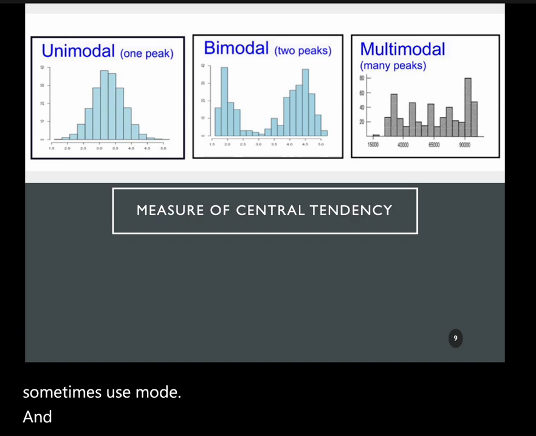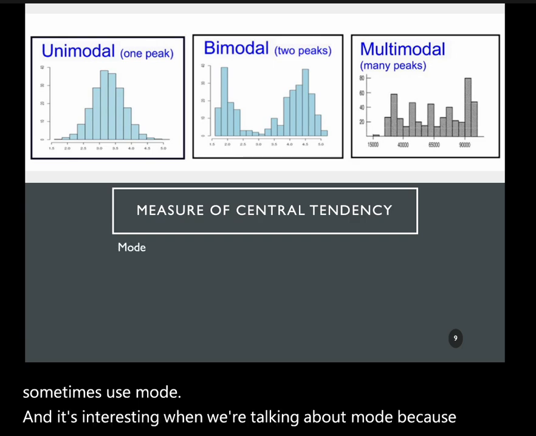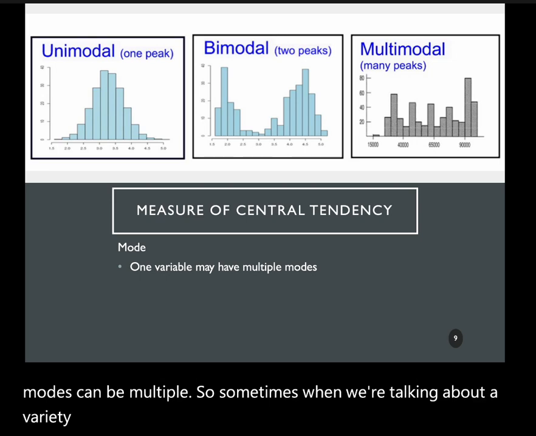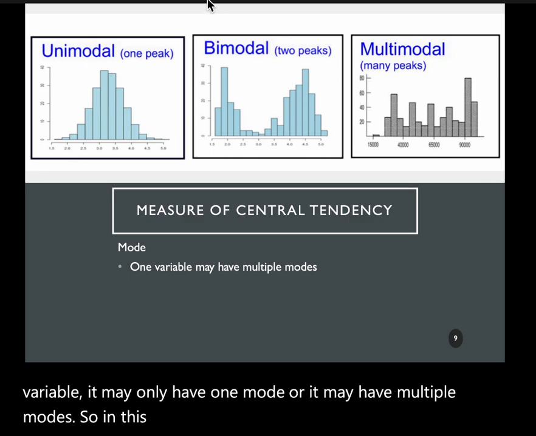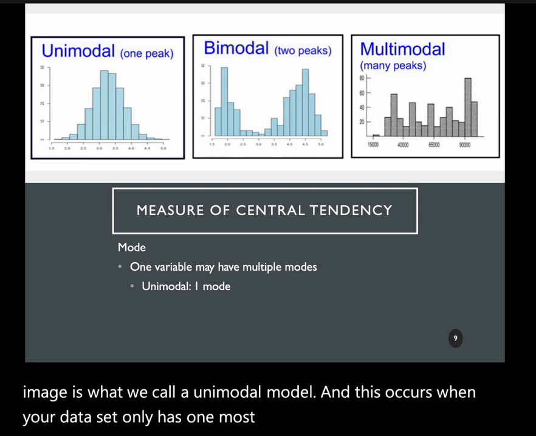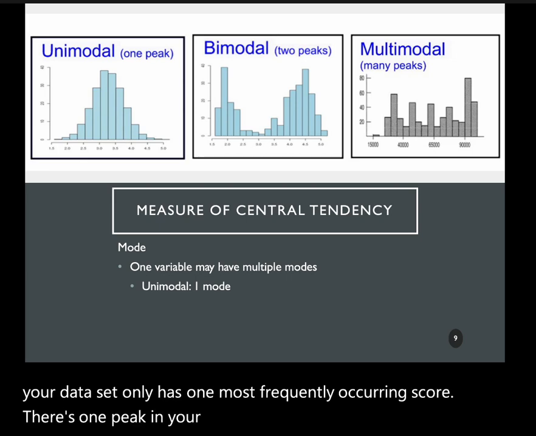And it's interesting when we're talking about mode because modes can be multiple. Sometimes when we're talking about a variable, it may only have one mode or it may have multiple modes. So in this image that you'll see on the top, this far left image is what we call a unimodal model. This occurs when your dataset only has one most frequently occurring score. There's one peak in your distribution of answers.